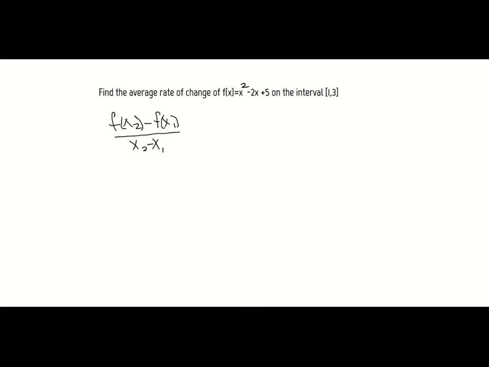This is an additional example for finding the average rate of change. Find the average rate of change of f of x equals x squared minus 2x plus 5 on the interval 1 to 3. So again, we're going to use the formula f of x2 minus f of x1 over x2 minus x1, so the slope formula.